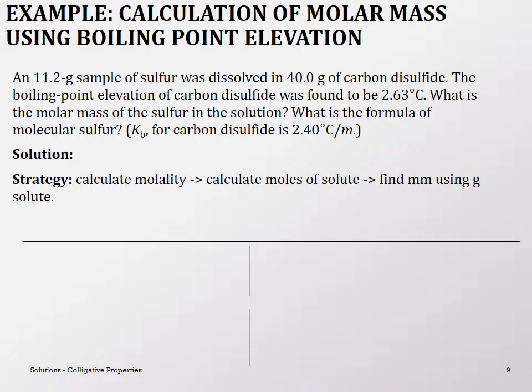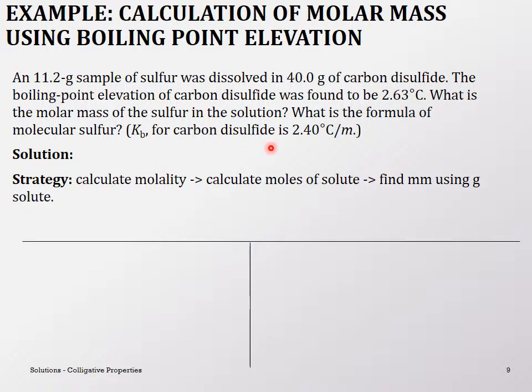So in this example, let's look at also the calculation of molar mass, but this is using the boiling point elevation. The previous one was using freezing point depression, where we didn't really use the freezing point depression that much, but here, let's see, this is a different one. So 11.2 grams of sample of sulfur was dissolved in 40 grams of carbon disulfide. The boiling point elevation was found to be 2.63. What is the molar mass of sulfur in the solution? And then what is the formula of the molecular sulfur?